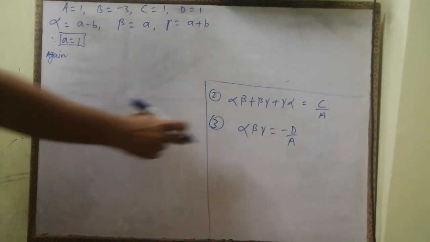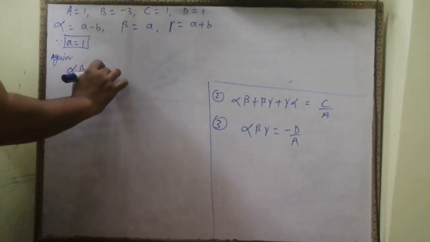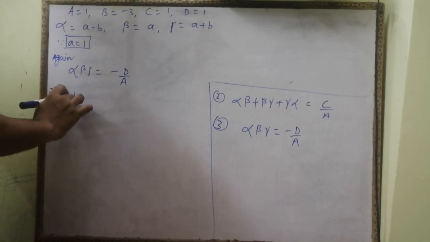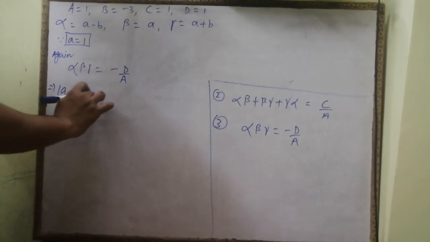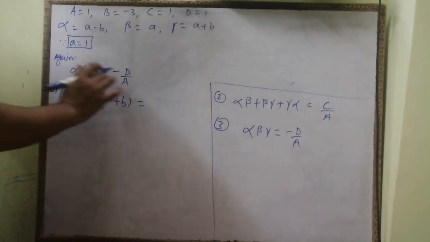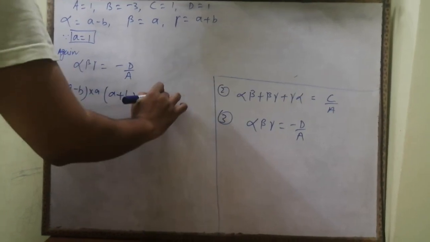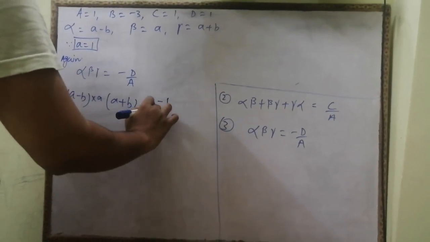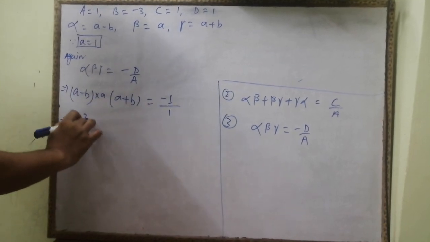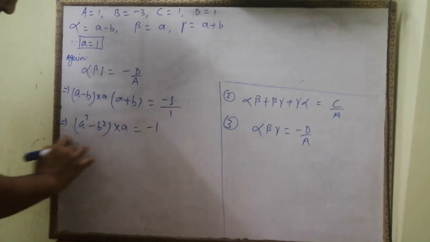Again, the product of zeros, that is alpha beta gamma, is equal to minus D by A. Write the value of alpha, it is a minus b. Write the value of beta, it is a. Write the value of gamma, it is a plus b. Then it is equal to minus D by A, that is minus 1 divided by 1. Now a minus b and a plus b will be a square minus b square, into a is equal to minus 1.